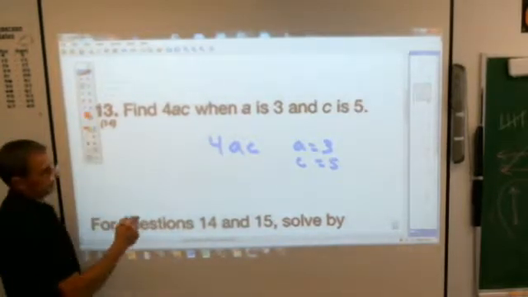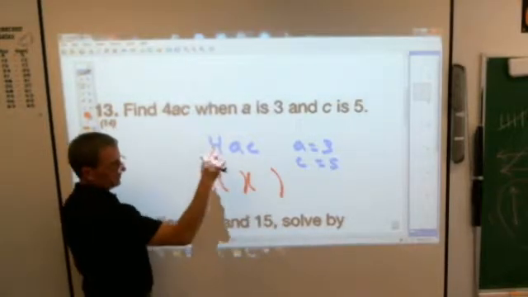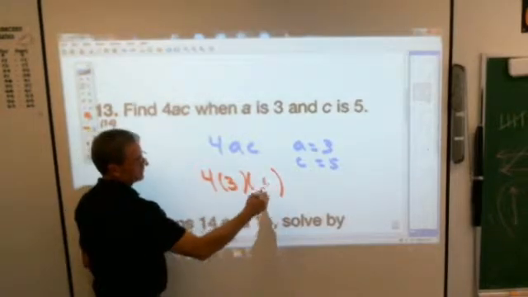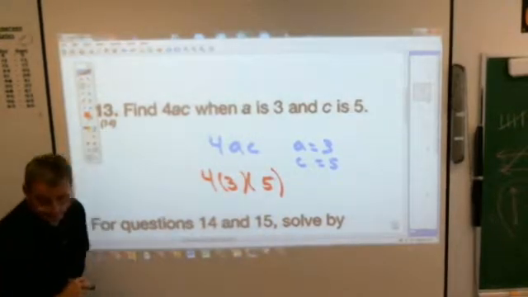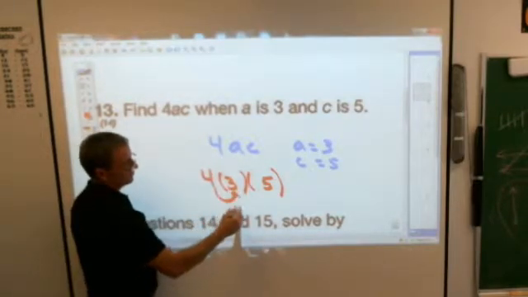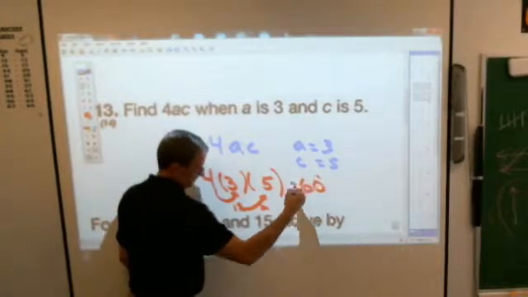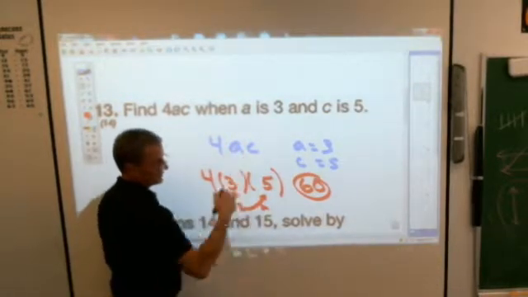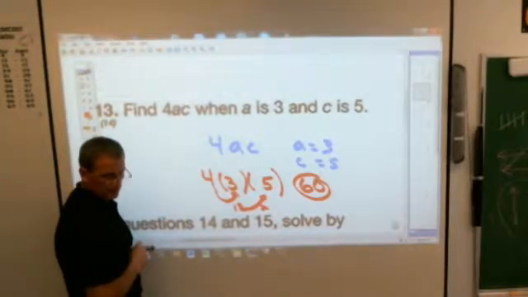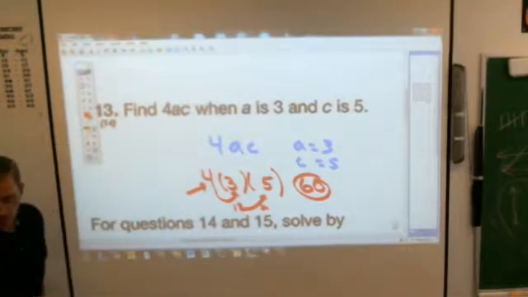Step number 2 then, put parentheses for the letters. This really means 4 times A times C. Did you just write 435 down? No. 4 times A times C. 4 times 3 is 12, and 12 times 5 is 60. Have we done this? Did we do B squared minus 4AC? So we've done multiples of these before. This is not the first time that's come up.